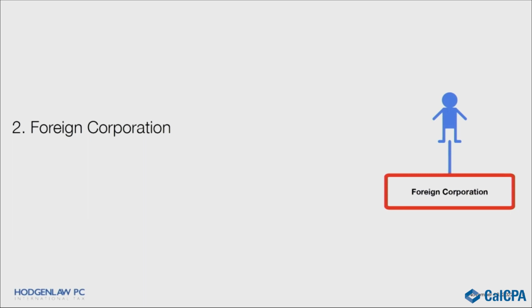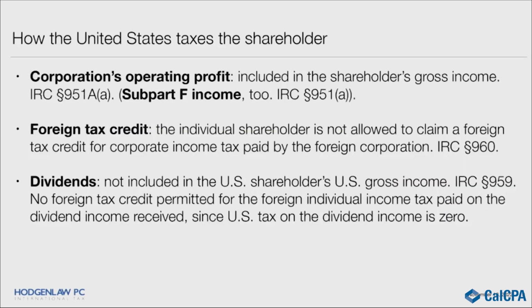Starting with the simplest example. So we have a U.S. person, the blue person, owning 100% of the stock of a foreign corporation. So, of course, this is a U.S. shareholder, and this is a controlled foreign corporation.